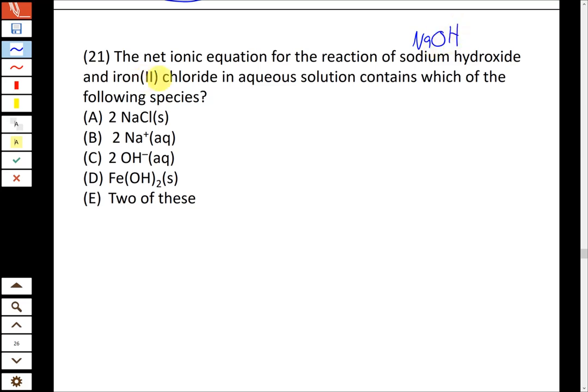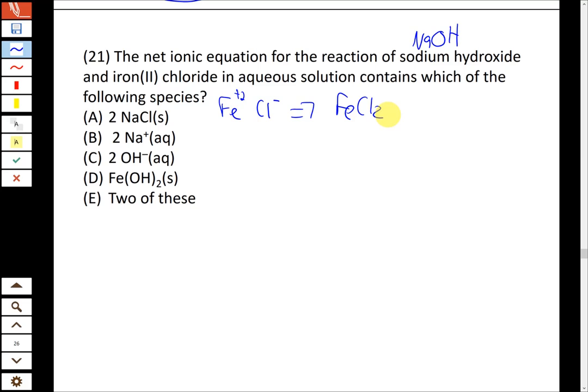And then iron 2 chloride. Iron is Fe, the 2 tells us that it's a +2 charge, and then chloride, as we should know by now, is Cl minus. It's in the 7th column of the periodic table, so it forms -1 anions. So the formula for iron 2 chloride would be FeCl2. So we have to make sure we get the formulas correct for problems like this.